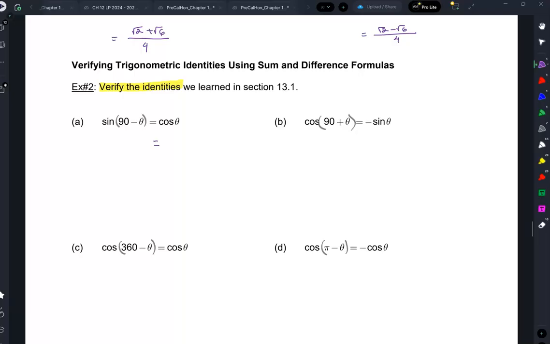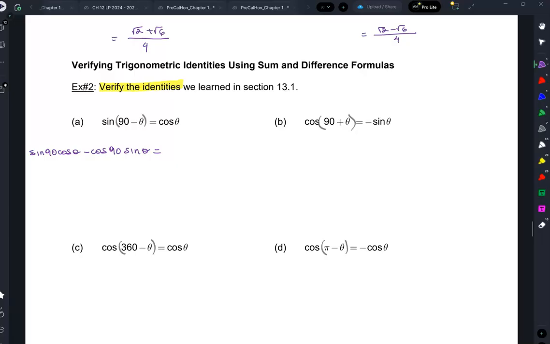So in fact, what we also like to do is keep that equal sign aligned the whole time. So here I have sine of 90 minus theta. Well, this is a sum and difference identity, right? This is sine, so it's sine, cosine, minus cosine, sine. We're going to align with that equal sign, right? Sine, cosine, cosine, sine.